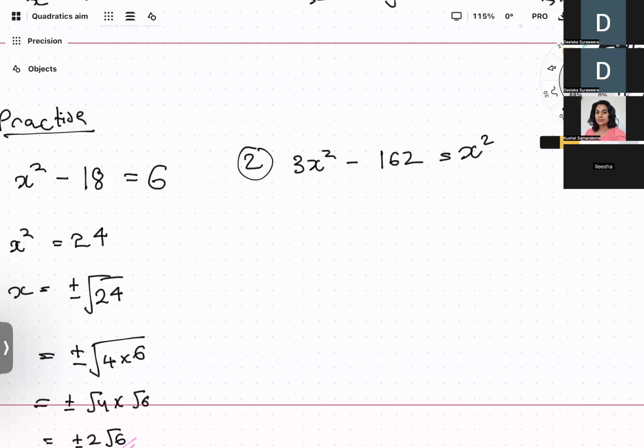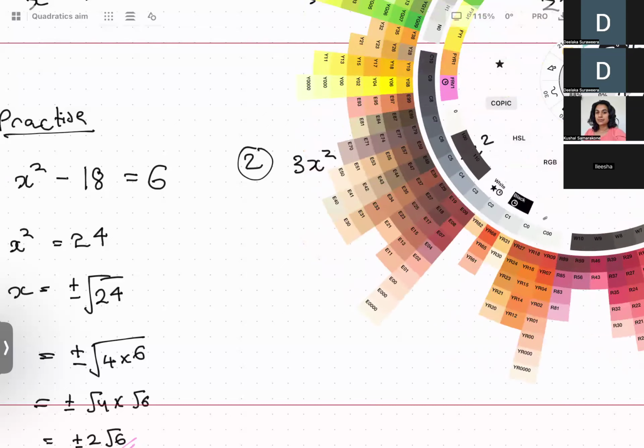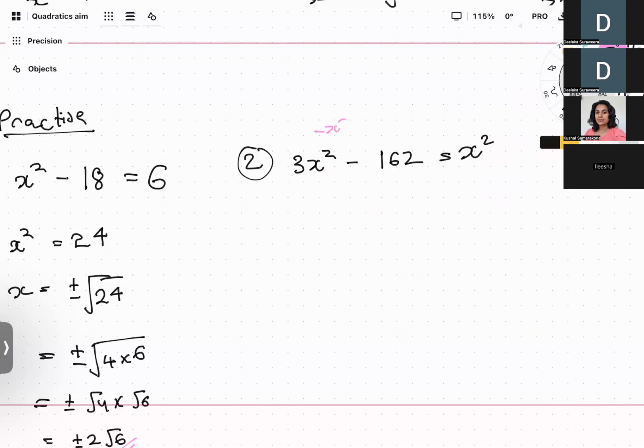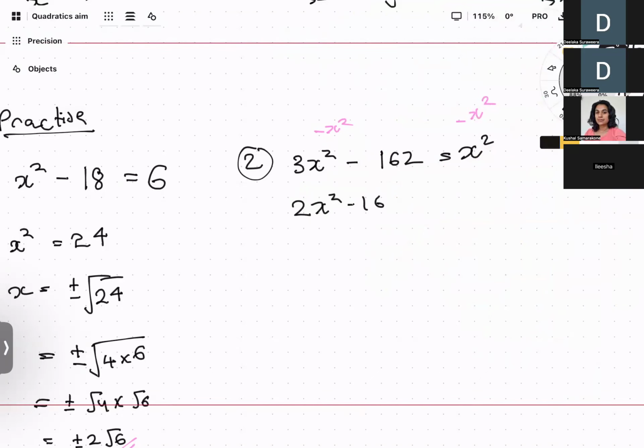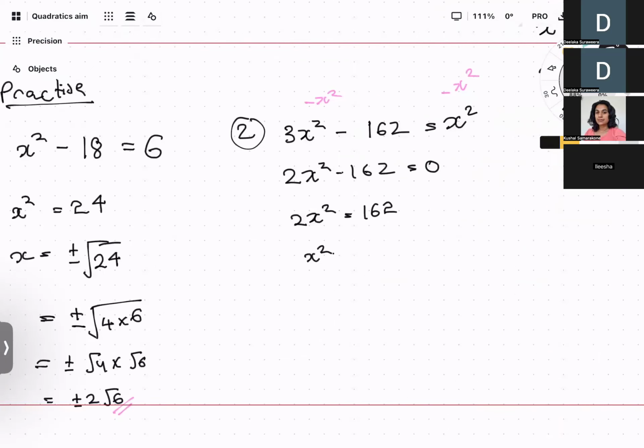And the way you solve linear is to isolate everything. So you will minus x squared from both sides. You bring the x squared all to the same side. So you get 2x squared minus 162 equals 0. Then I'm going to bring the constant term to the other side as well. So 2x squared equals 162. And then you go x squared equals 81.